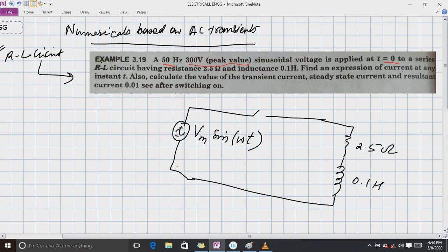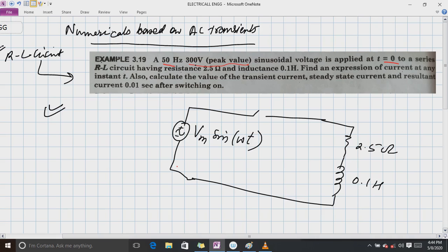Hello friends. Till now we have completed AC transients in the previous lecture, and in AC transients we have seen the response of RL and RC circuit with respect to the sinusoidal source. The derivations are too lengthy and the equations are too long, so now we are going to see the numericals based on that. After doing the numericals you will be very handy with the equations, and I will tell you the shortcut to remember them also, so they will be very useful to you.